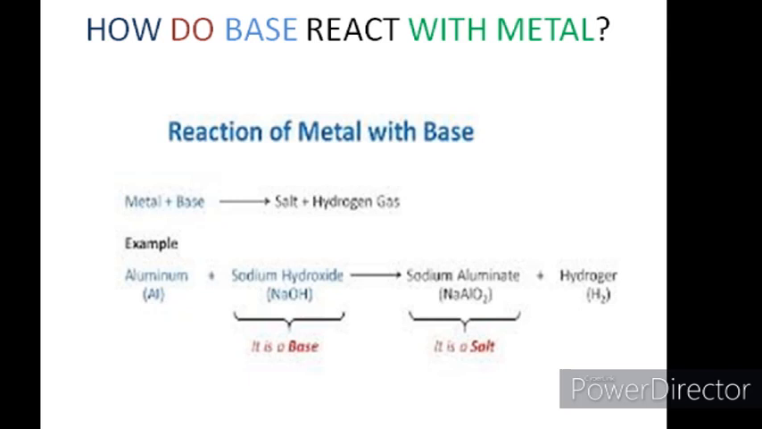hydroxide, NaOH. So when they react with each other, they will form sodium aluminate and liberate hydrogen gas, where sodium aluminate is a salt. So when a base reacts with a metal, the products remain the same as when an acid reacts with a metal, that is salt and hydrogen gas. So either a base or an acid, when reacting with metals, will produce salt and hydrogen gas.